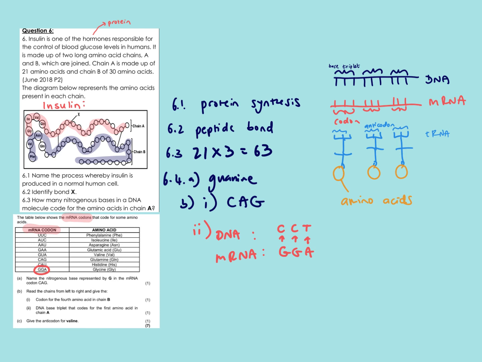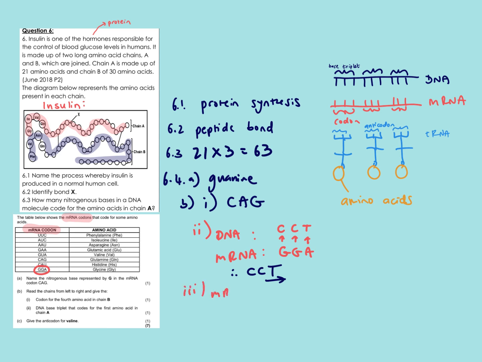Now, that is a sufficient way to answer the question because you're showing DNA and mRNA. You're labeling this as DNA, so therefore I will put the tick on CCT. But you can also then write, if you want, therefore CCT as your final answer. Then your final question here, give the anticodon for valine. So you've got GUA is the codon, and I'm going to do the same working out here.